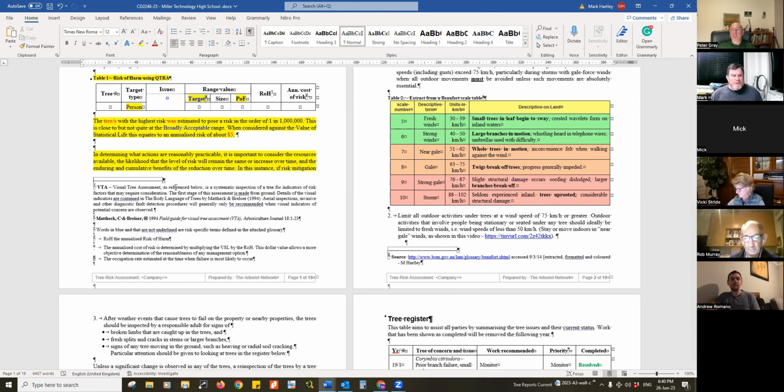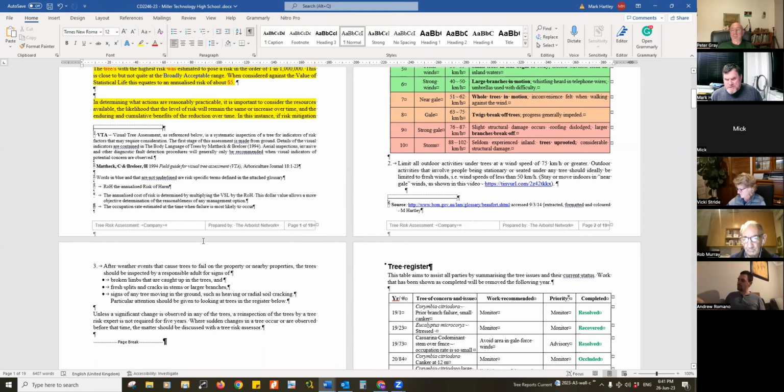And a good example of that would be a tree in a 1 in a million occupation area. So a 6 if you're using QTRA. It really doesn't matter how bad that tree is in terms of a hollow. It's already in the broadly acceptable range. So hopefully that answers the question for you, Mick.